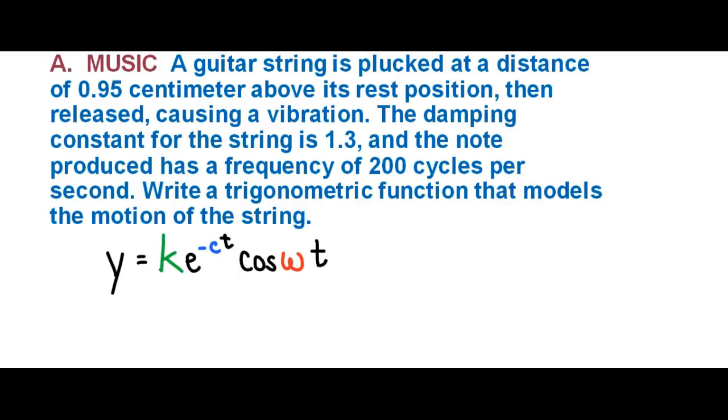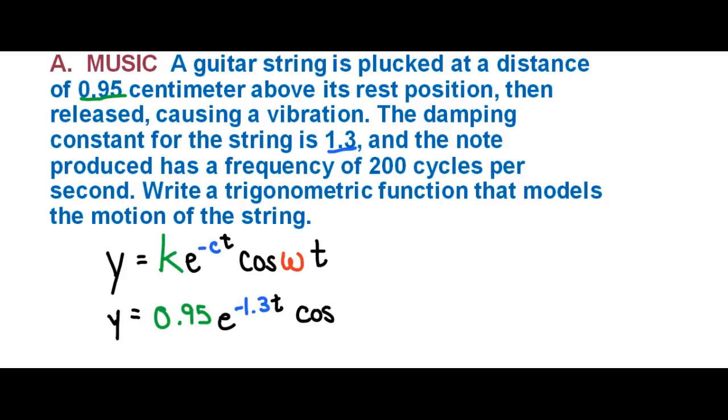So in this equation, k is going to represent our amplitude, or the distance displacement that the string or whatever object we're looking at has been displaced, which would be 0.95. Then we have times e to the negative c. Negative c is the damping constant, which they give us is 1.3. So we'll put in negative 1.3. t is our variable that the function is defined by, and we're going to use cosine.